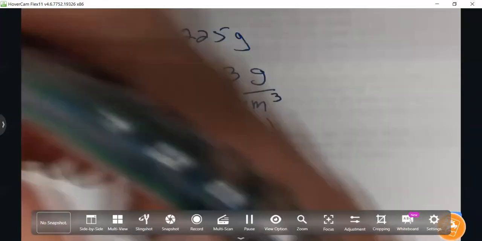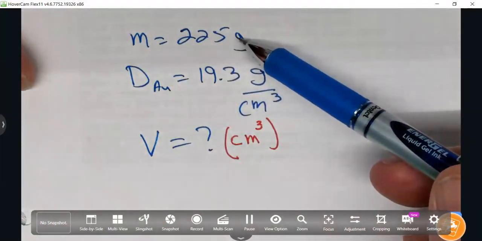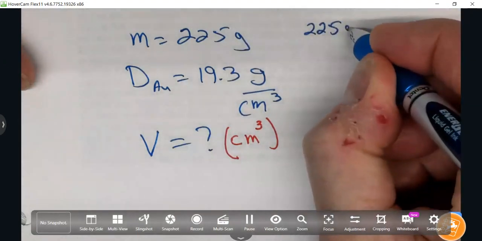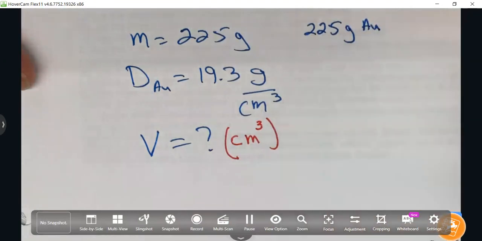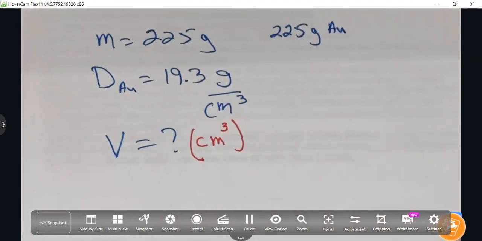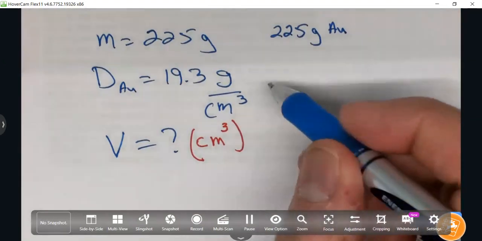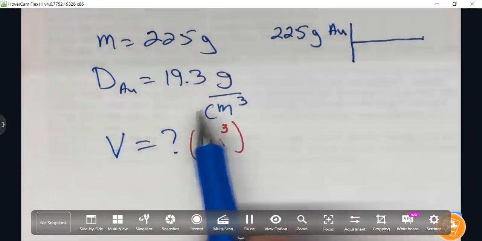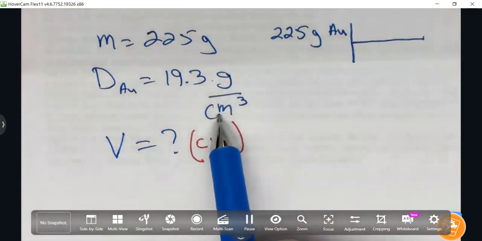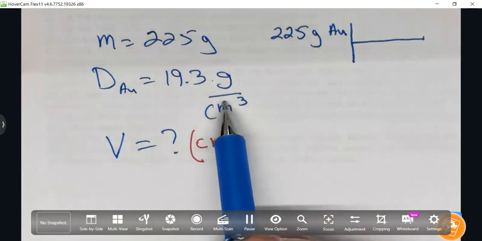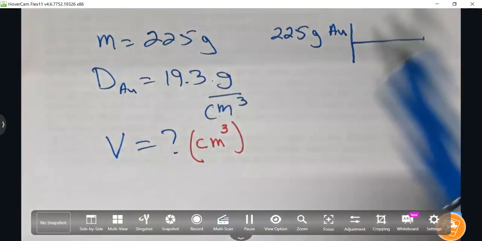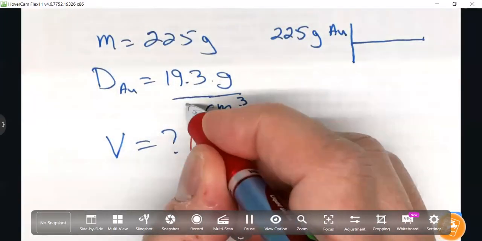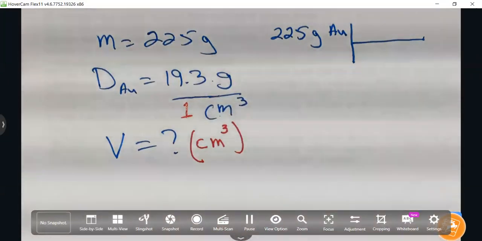So to solve this, I'm going to start with 225 grams. And I should put grams of gold on here. 225 grams. Now, bring in your double unit number. This is my double unit number, correct? Okay. Now, this is grams per cubic centimeter. If you want, you can draw a line all the way over. And how many cubic centimeters? One, right?